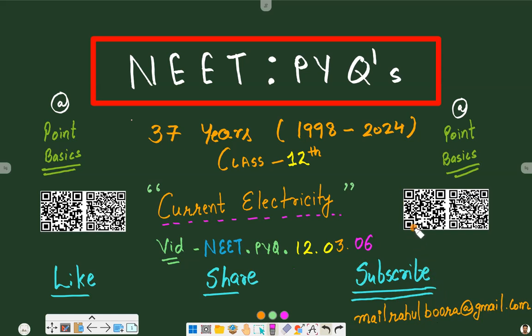Welcome back everybody. This is our sixth class in NEET previous year questions for chapter Current Electricity of class 12th.